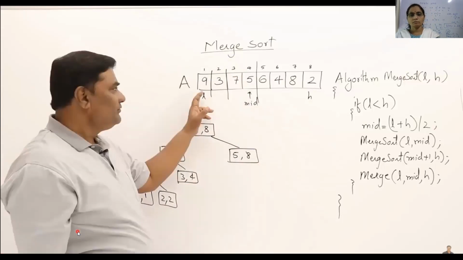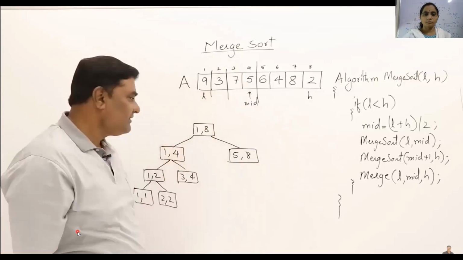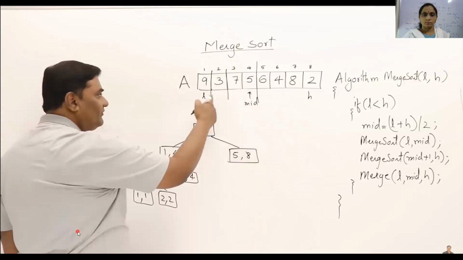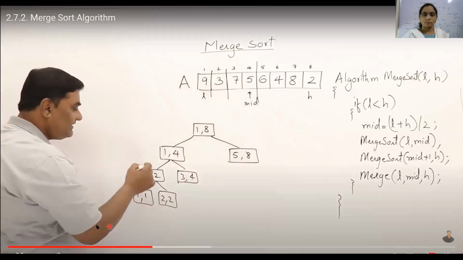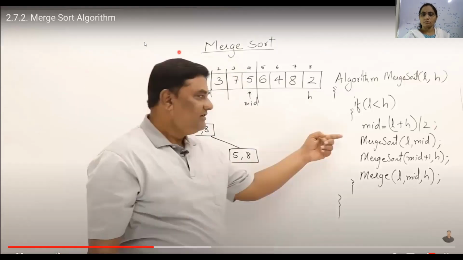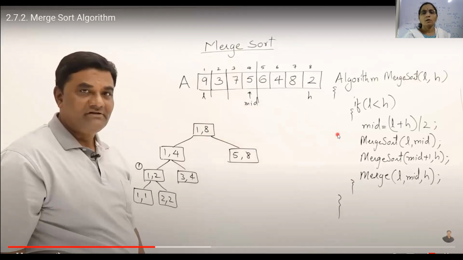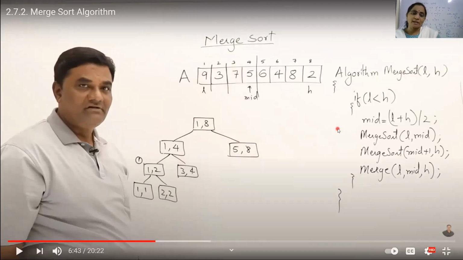Now these two can be merged together. 3 and 9 are merged together. So the first merging is done for these two elements and their result is obtained here. So this is the first merge done. Now it will merge these two elements. See, the same technique is here.